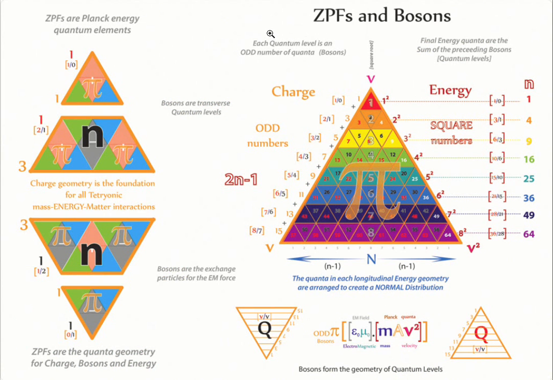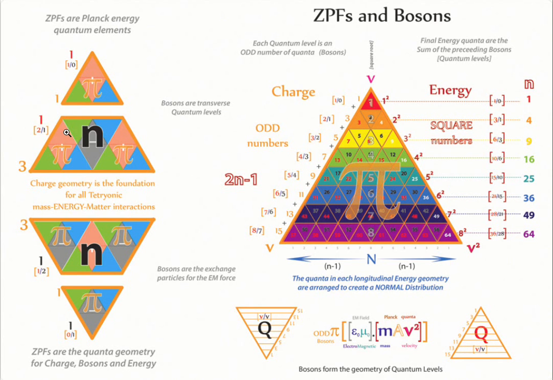Again, with scalar energy, as we've touched on before, all odd-numbered geometries are bosons. 1, 3, 5, 7, 9, 11, 13, 15 onwards. They're all bosons. They're all odd-numbered geometries, and they're normally described, the energy content is E equals h nu in Tetryonics.